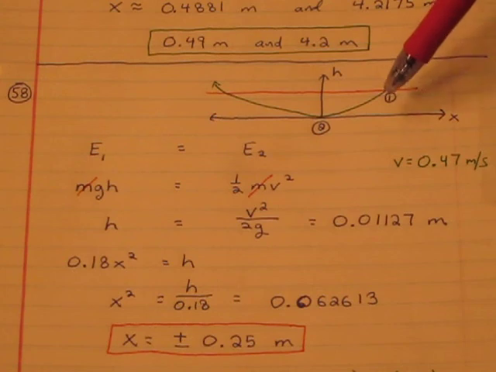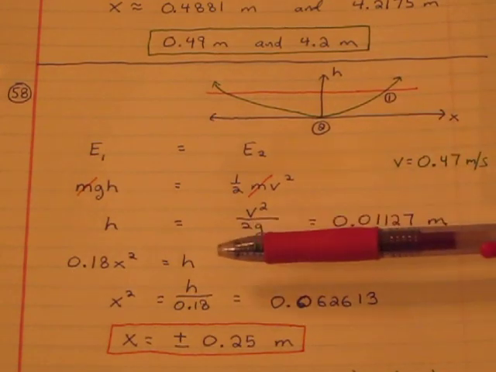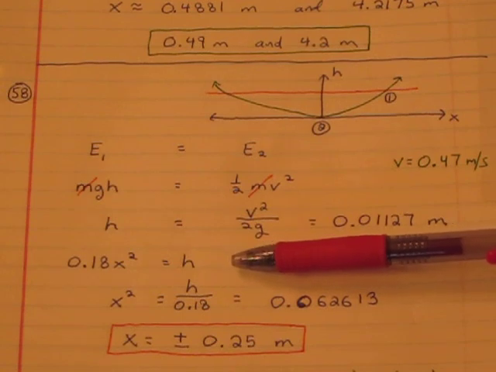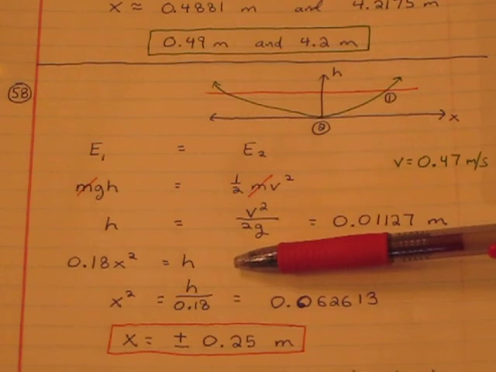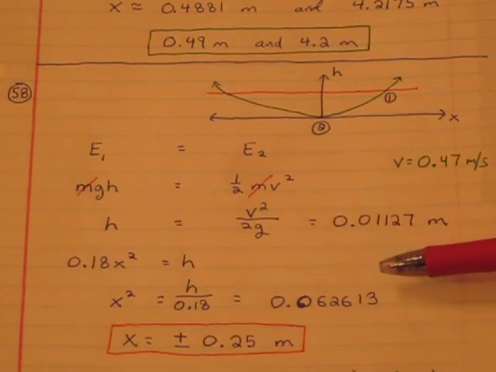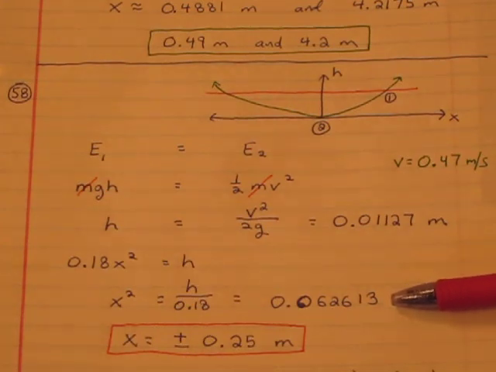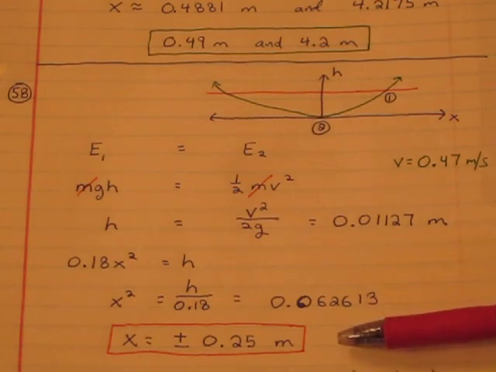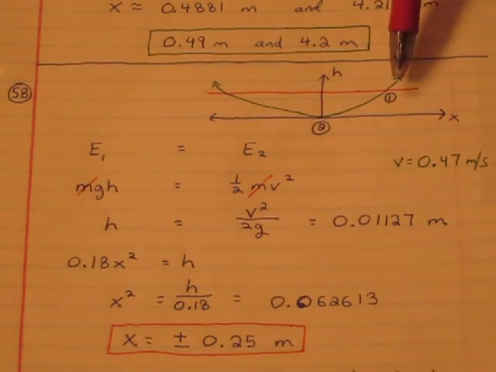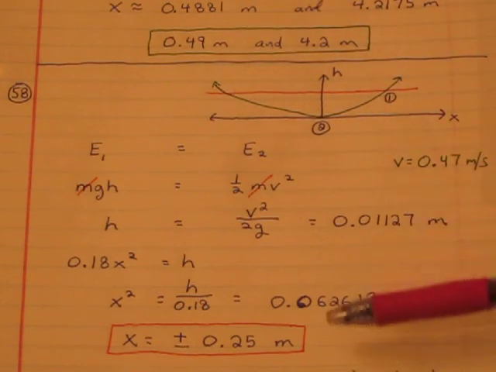But the question is asking not what is the height, but what are the x values. So now we're going to plug in this definition given to the problem that the height is 0.18 x squared, and we're going to solve that for x. So we get x squared is 0.062613. When we take the square root of both sides, we get plus or minus. The plus or minus means over here or over here. Plus or minus 0.25 meters.